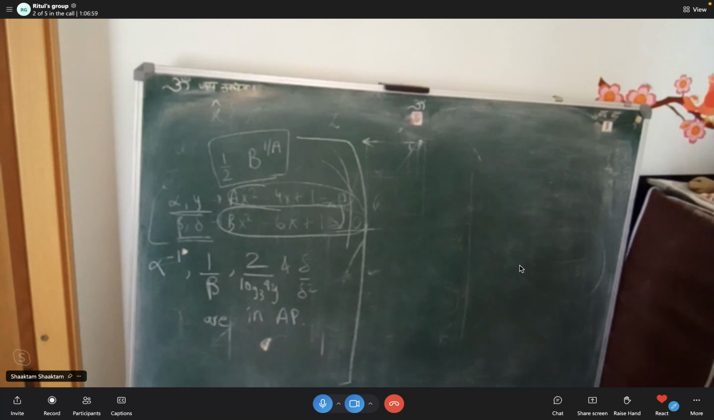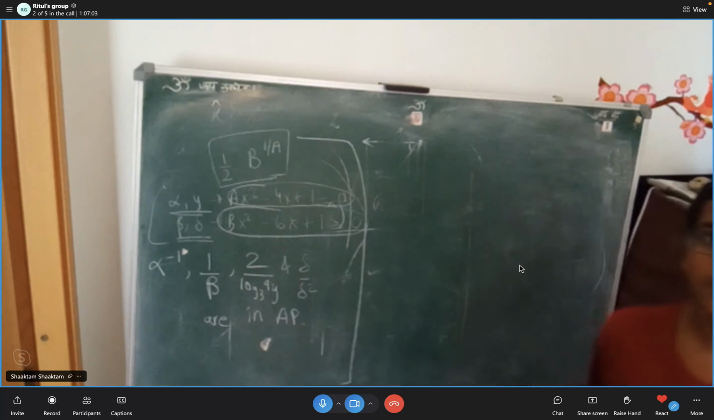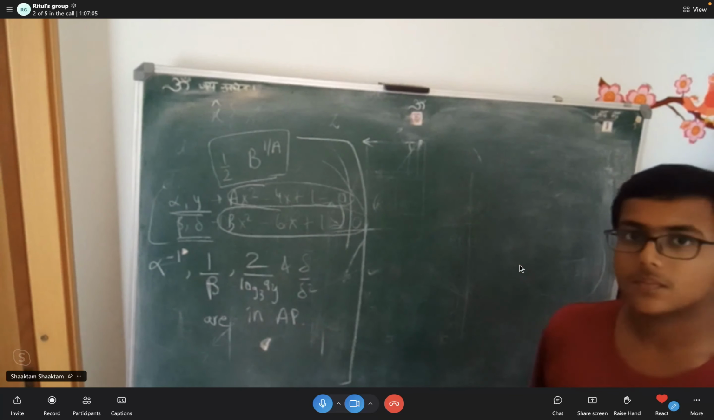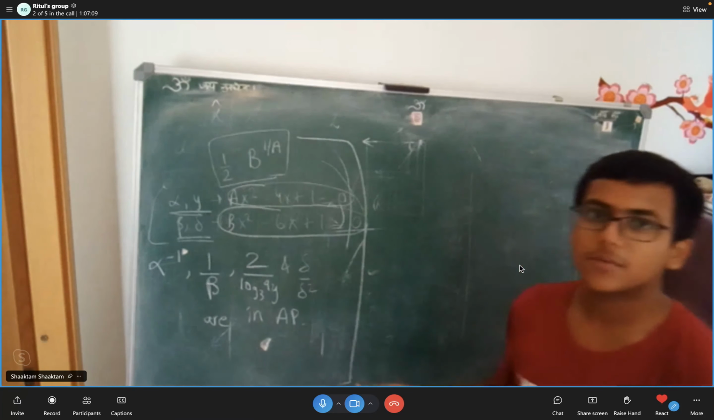What's the last term that's in an AP? Delta by delta square. Is there a reason you chose that specific representation instead of just writing 1 by delta?